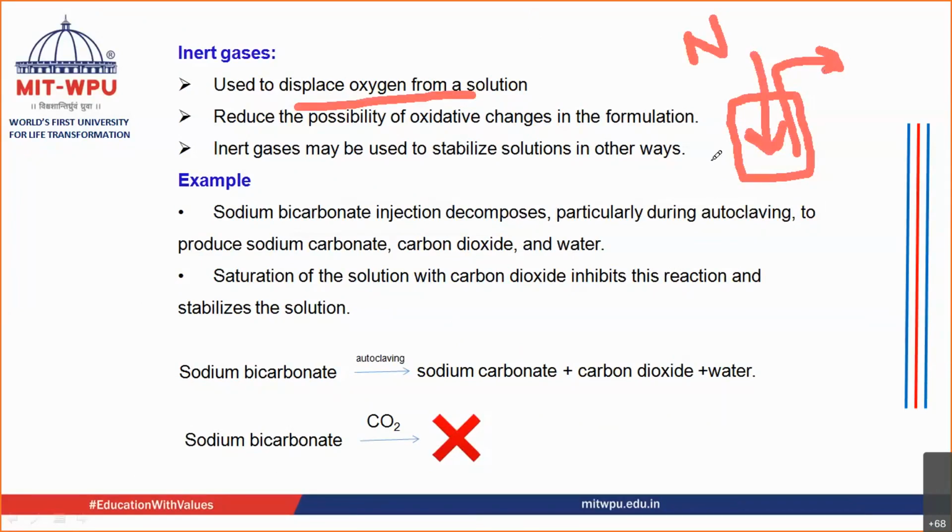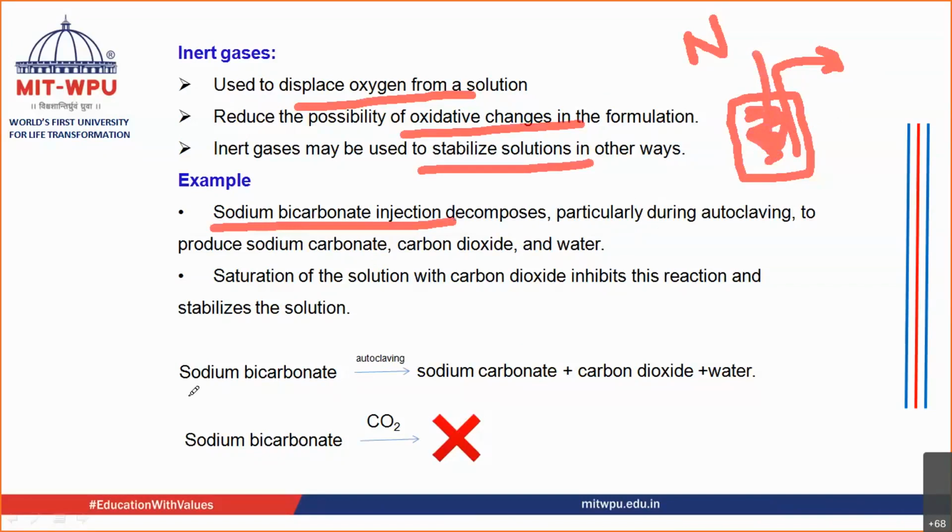If oxygen is getting removed from it, then oxidative changes in the formulations are being prevented. So inert gases are pumped inside the parenteral solution. So you have a parenteral solution, and inside the parenteral solution, you are pumping these inert gases. Let us take an example of sodium bicarbonate injection.